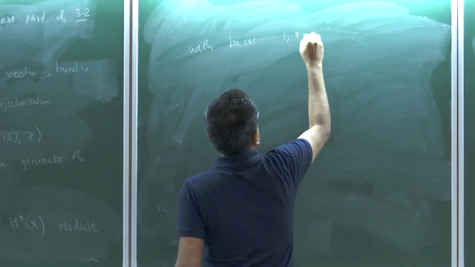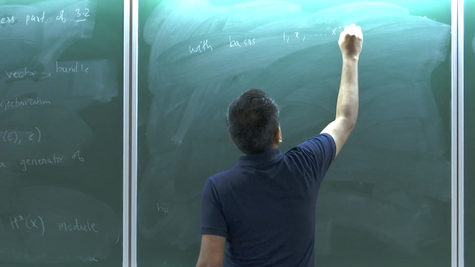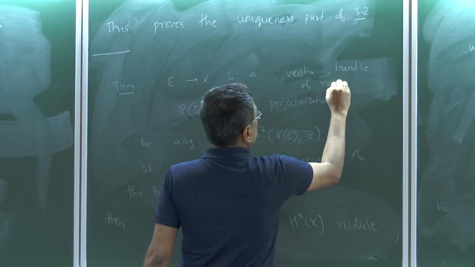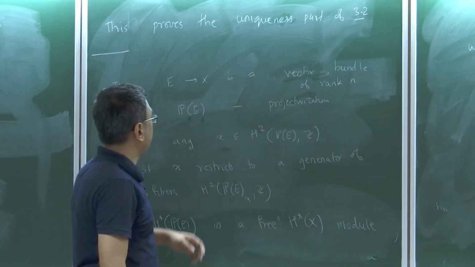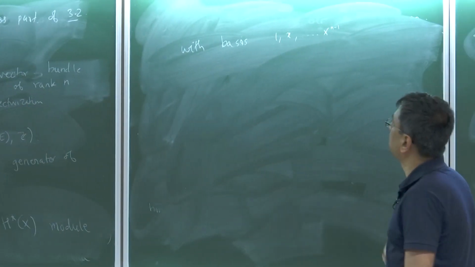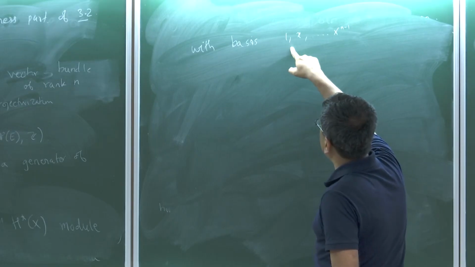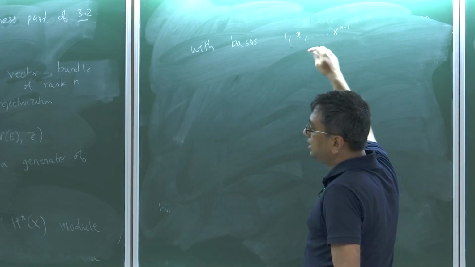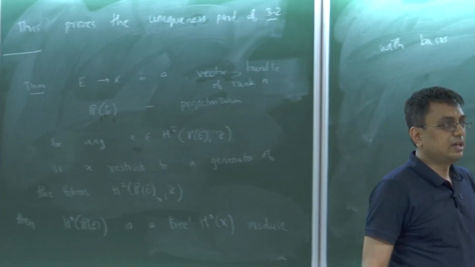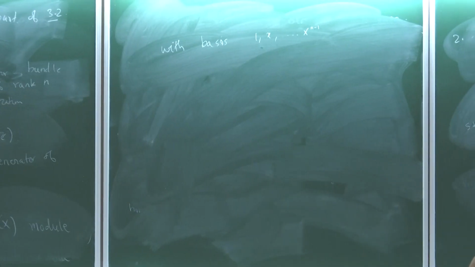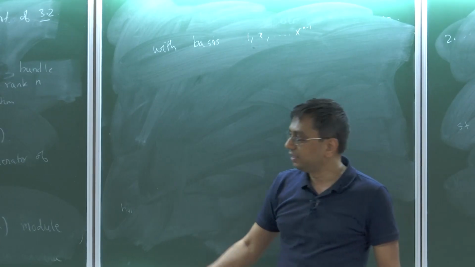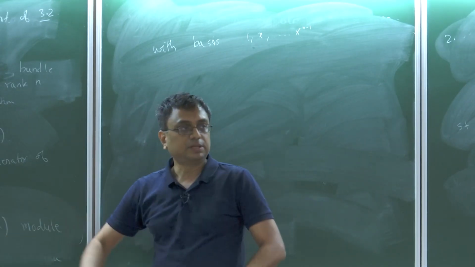1, x, up to x to the power n minus 1. Let me fix a rank: this is a vector bundle of rank n, so this projectivization has fibers which are (n-1)-dimensional projective spaces. So 1, x, up to x to the power n minus 1 are the free basis for the cohomology ring of P(E) as a module over H star of X. So that is the theorem. We will see a proof of this in algebraic geometry, where of course the cohomology ring will be replaced by Chow groups.